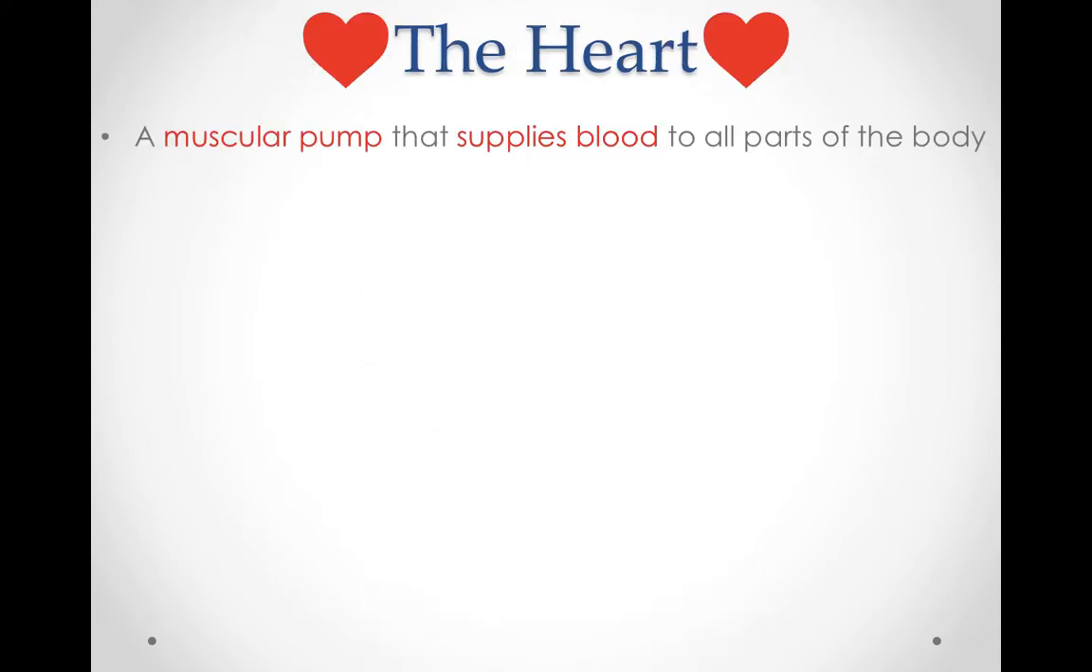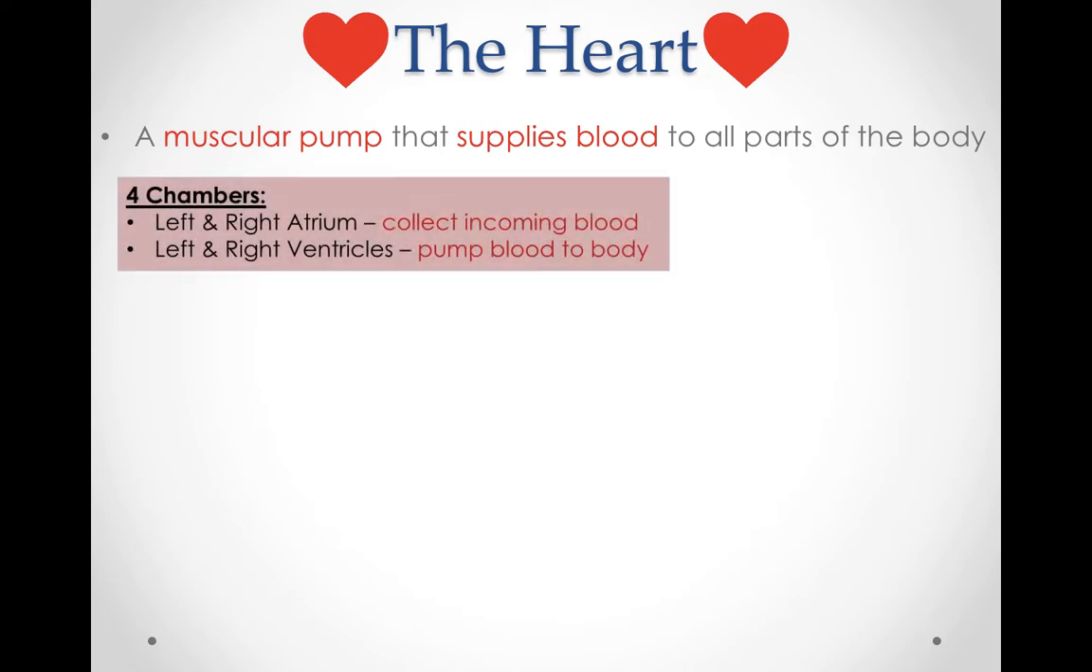Okay, the heart. The heart is a muscular pump that supplies blood to all parts of our body. We're going to separate the heart into 3 sections to look at. The first are the chambers. We have the left and right atrium, which are the collectors of blood. All incoming blood into the heart will collect in the atria. Then we have the left and right ventricles, which are the pumps. They're the muscle part that's actually pumping the blood out to the body.